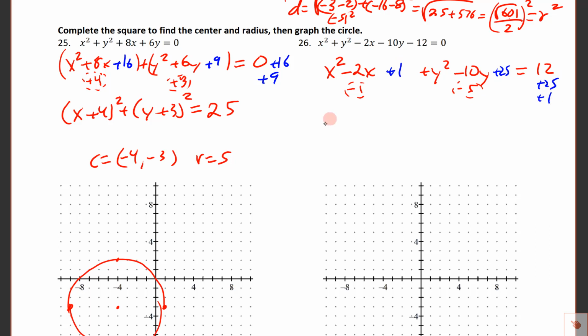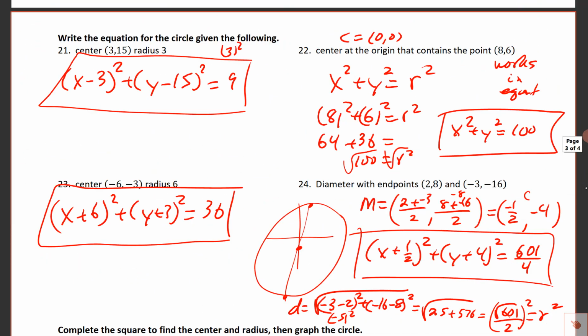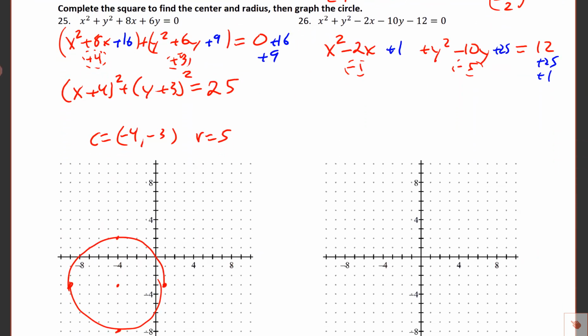Okay, so this is a perfect square of x, change colors here. Okay, so this is (x minus 1) squared plus (y minus 5) squared.